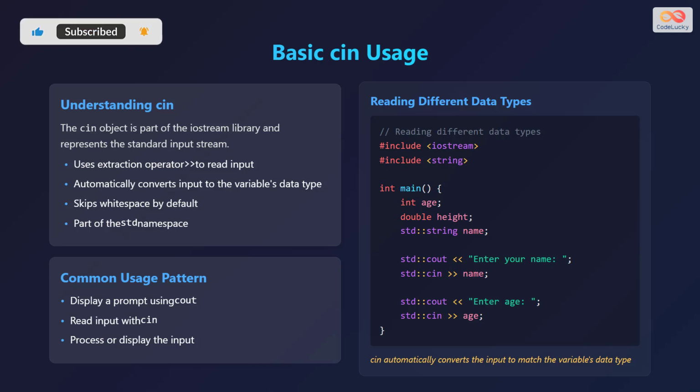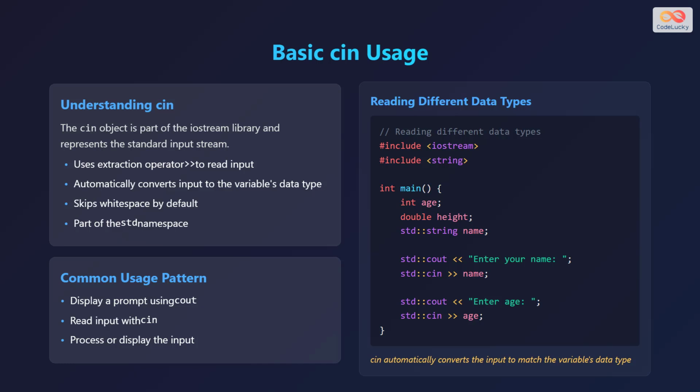Remember that cin is part of the std namespace, so we typically write std::cin. The typical way to use cin involves 3 steps. First, we display a message to the user called a prompt using cout, asking them to enter some information. Then we read the user's input using cin and store it in a variable. Finally, we process or display the input we've received. Let's look at an example.